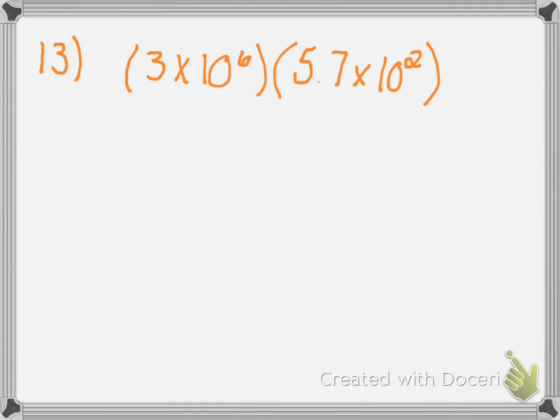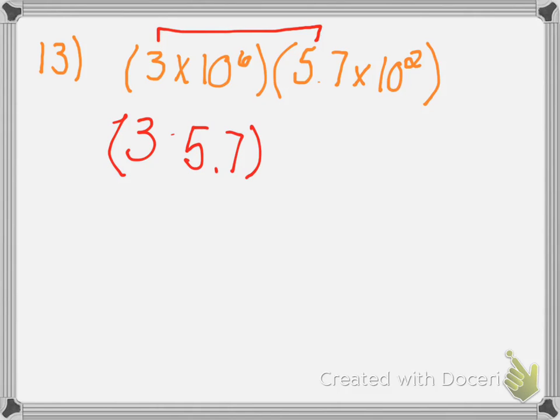Number 13 asks you to simplify, and it asks you to write your answer in both scientific and standard notation. So the first step here is you're going to multiply your decimals. So you're going to do 3 times 5.7. Then you're going to multiply your powers of 10. So you have 10 to the 6th times 10 squared.